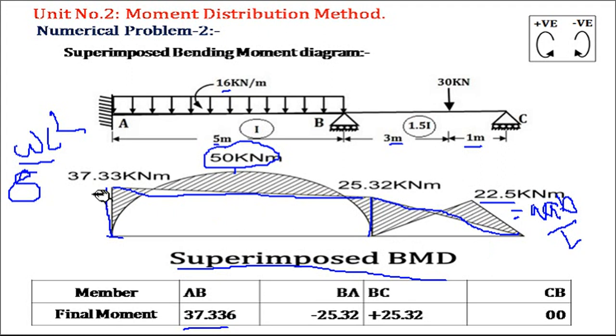Here we first drew the fixed bending moment diagram, and then we superimposed the free bending moment diagram on the fixed bending moment diagram. So this diagram is called the superimposed bending moment diagram.